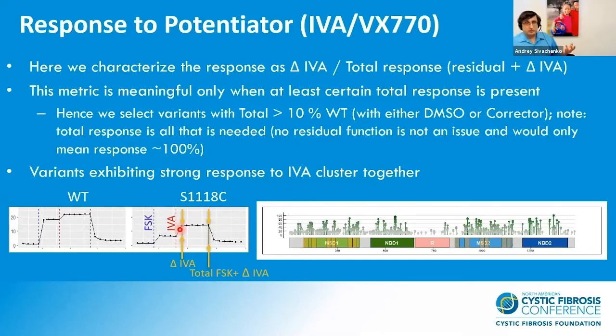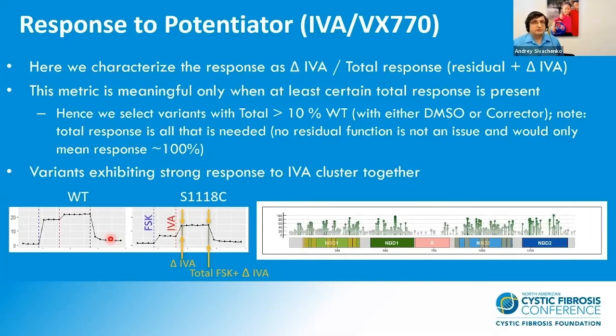And I am going to represent this gain of conductance as the percentage of the total conductance, the sum of residual function and the gain. So basically, if there was no residual function whatsoever, then it will be 100% of the ratio. Everything is due to potentiator alone. This metric, of course, is only meaningful when at least some total response is present.